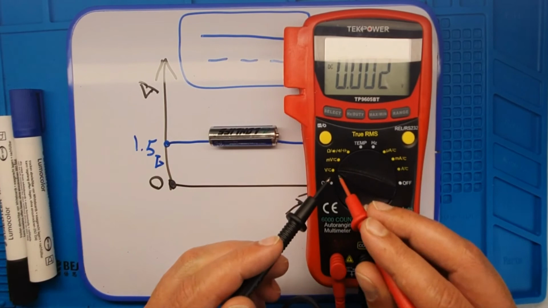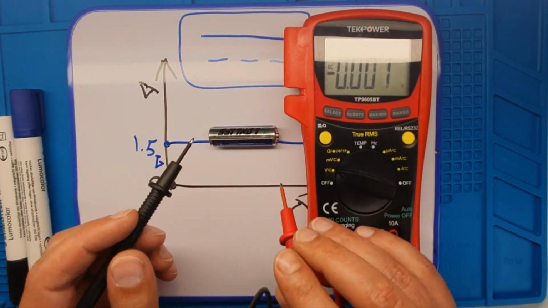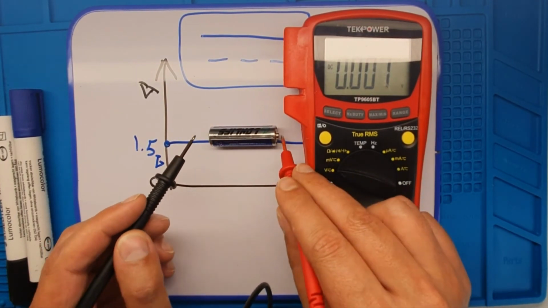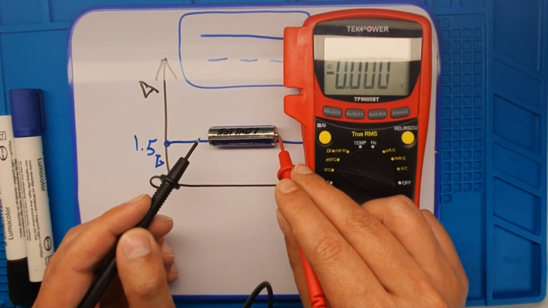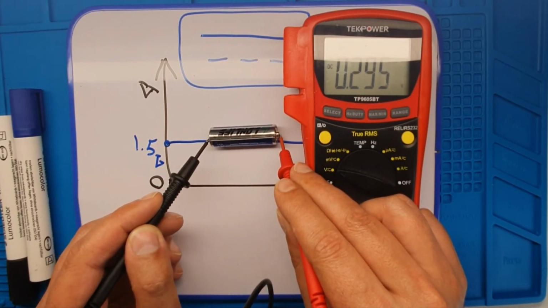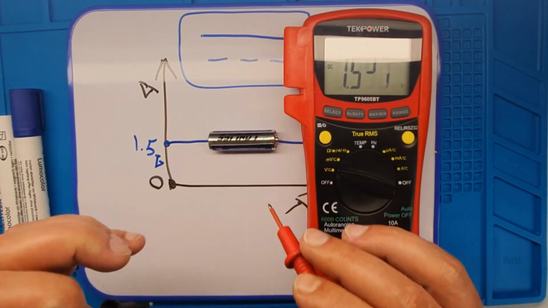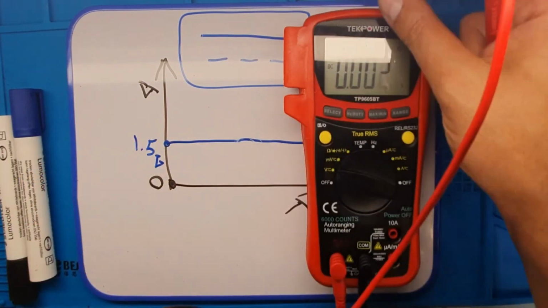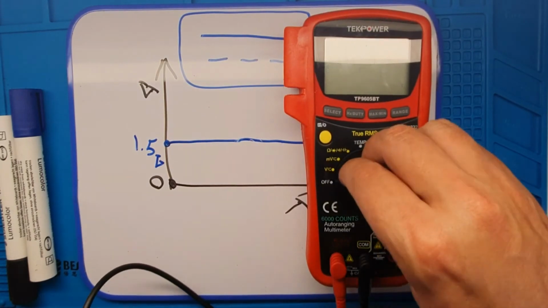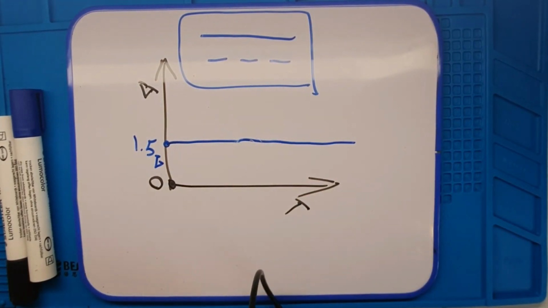And I'll show you, right now put the selector on DC and test. This top side is the positive, negative. And it shows me 1.547. That's a battery, it's a mini one. And I can use it for anything, remote control or TV or something.